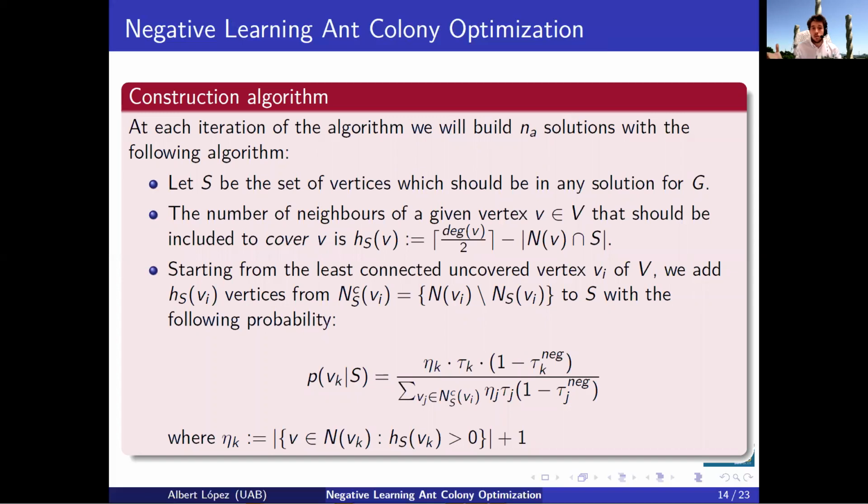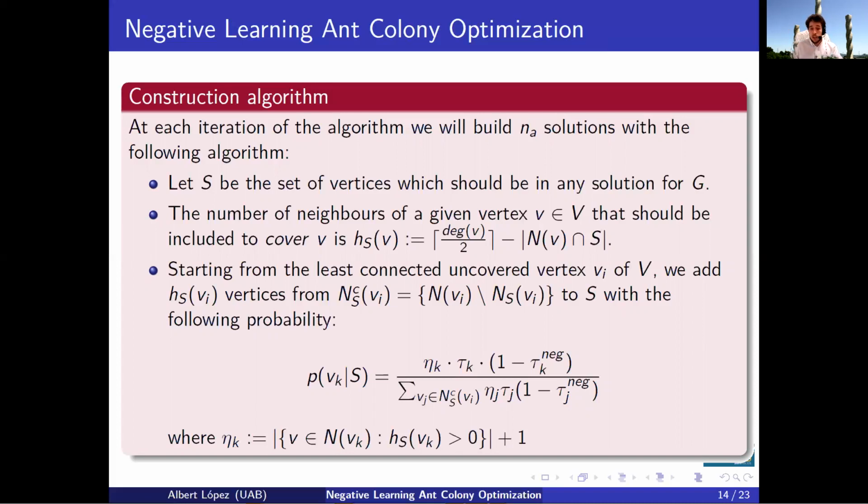So let's have a look at how we construct solutions. Once we have a graph we want to solve, we preprocess it, and by processing it, we take into consideration all the vertices that should be in any solution. Having done so, we then consider how many vertices we need to add in the neighborhood of each vertex to cover it. And once we have that, we start moving from the lowest connected to the highest connected, as the recent literature on greedy algorithms for this problem proves that it's more efficient. Then, once we have focused on a single node, we take a look at its neighbors and add them with the following probability, which is here at the end of the slide.